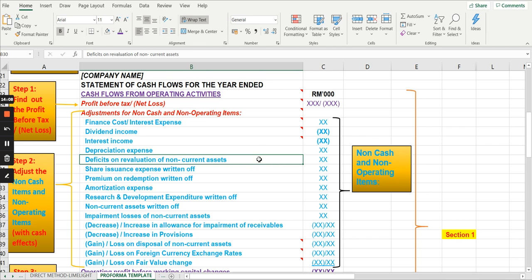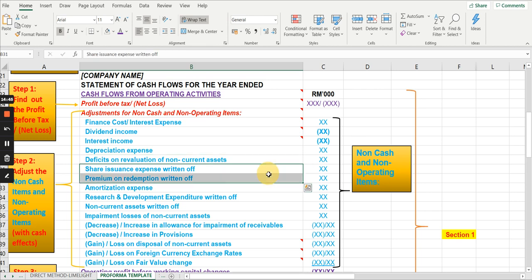Deficit on revaluation on non-current asset. For example, they were using the revaluation model and the asset was revalued downwards. Let's say PPE was revalued downwards, and it was the first time or the initial revaluation. So you debit to the profit or loss, right? The one that you debit to the profit or loss is a non-cash transaction. So the non-cash item has been earlier debited. Now you need to add back to the profit to get the operating cash flow.